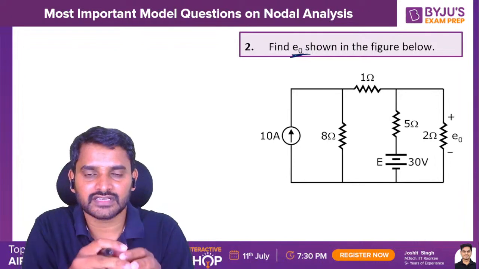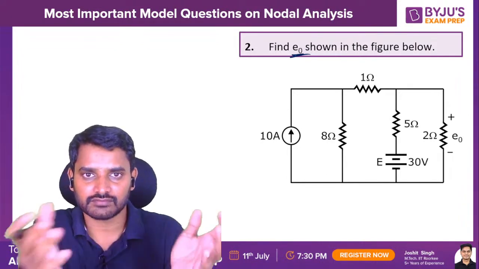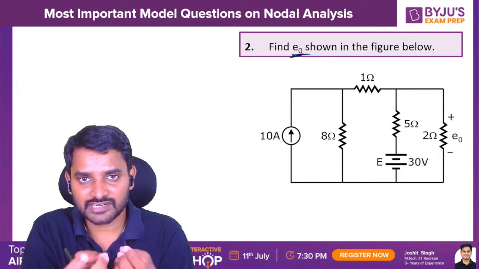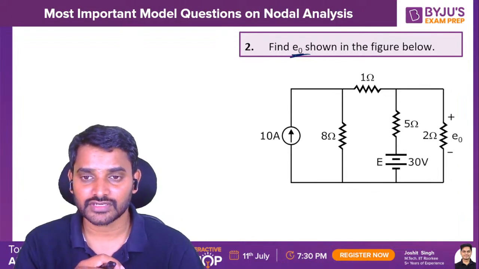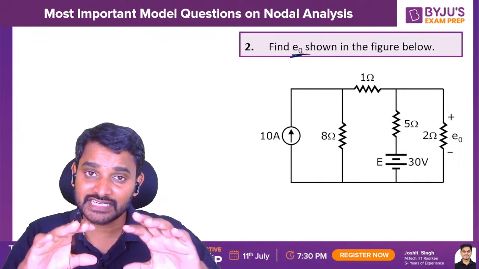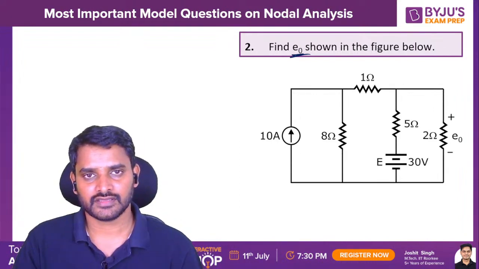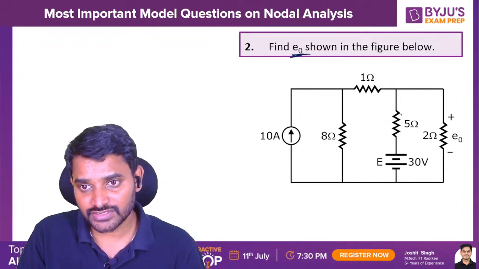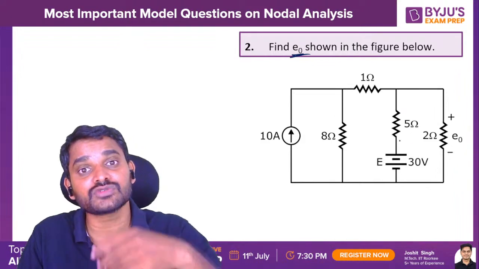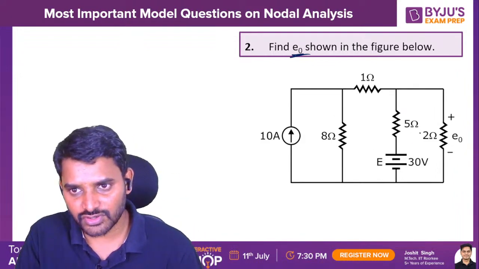Some of the elements are connected to node 1, or mutual elements are connected between the nodes. You cannot do that. If you want to do that, the network must be in the current source and resistor format only. If you want to do it like that, you can convert this voltage source into a current source. You go for source transformation.